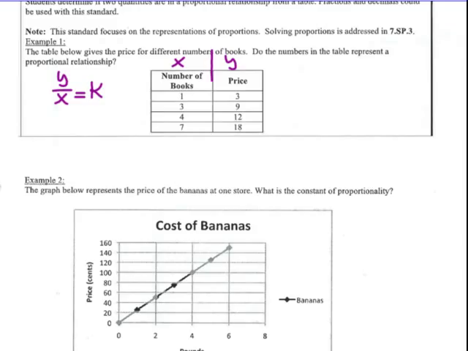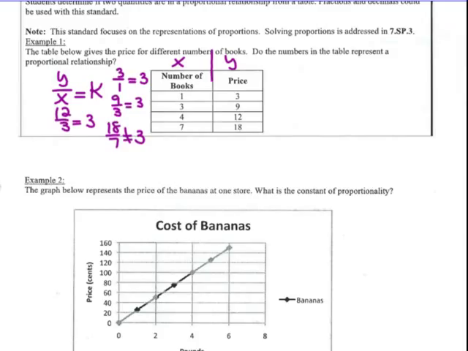So am I multiplying each time by 3, or when I divide my y by my x, okay, 3 divided by 1, that gives me 3. 9 divided by 3, that gives me 3. 12 divided by 3, that gives me 3. 18 divided by 7, that doesn't equal 3, so that doesn't work.